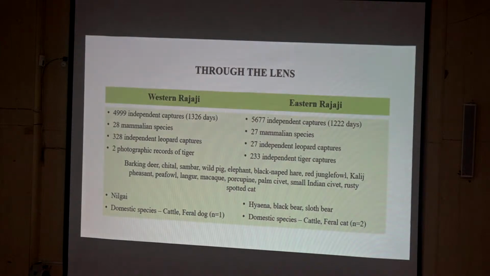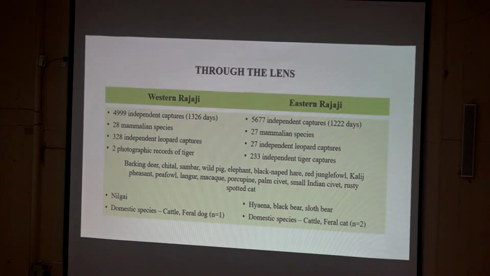In a snapshot, about 5,000 independent captures of around 28 mammalian species were recorded from Western Rajasthan, whereas 677 independent captures of 27 mammalian species were recorded in the eastern part of the park. There was a stark difference in the number of independent captures of leopards across the two regions, with about 328 independent leopard captures in Western Rajasthan and only 27 leopard captures recorded in the eastern part. There were a high number of tiger captures, with 233 independent tiger captures recorded in Eastern Rajasthan.